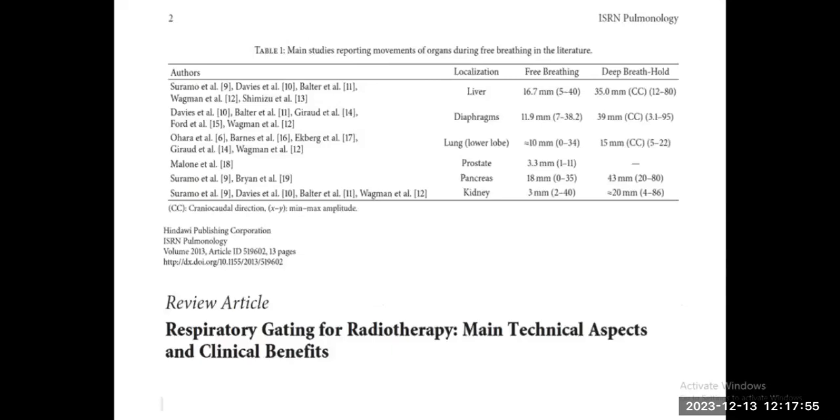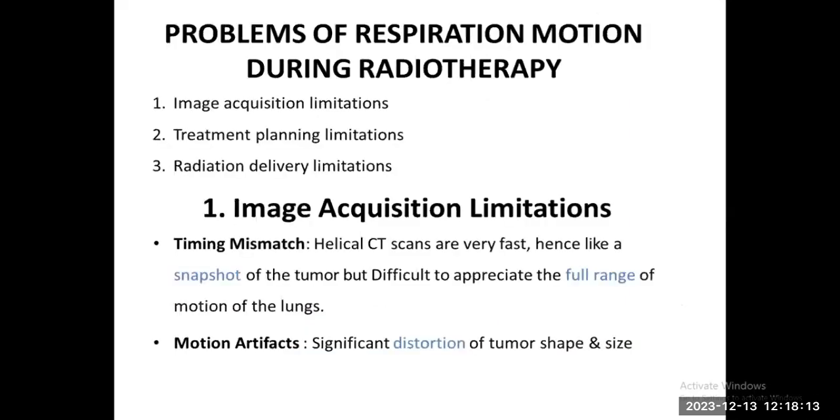It is still a challenge nowadays in the field of radiotherapy how to deliver radiation to moving organs. We have different kinds of movements in our body; in this study we can see liver movement, lung movement, and prostate movement. These kinds of movements we can observe during radiotherapy.